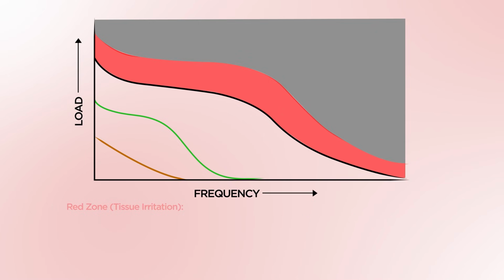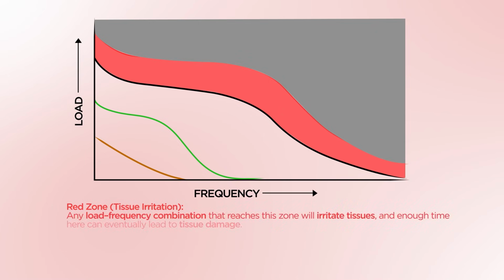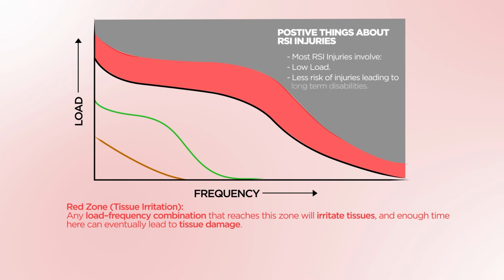The red zone is tissue irritation, so any combination of load and frequency that reaches the red zone will lead to irritation of tissues. And when we spend enough time in this zone, it can eventually lead to tissue damage. And the nuance here is that when loads are high, there's a higher risk of traumatic injury that can cause full tears, damage that leads to more prolonged disability. But the positive thing about most RSI injuries is that because there's such low load and more of a problem of high frequency or too much, there's less risk of injuries leading to long-term disability.